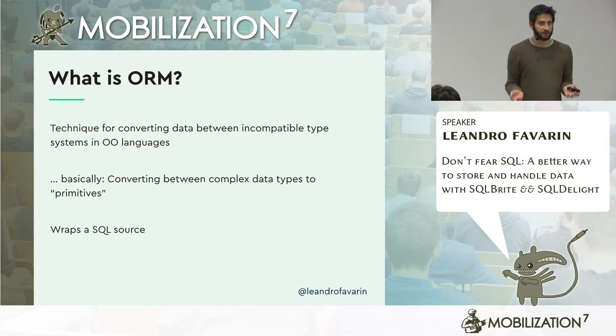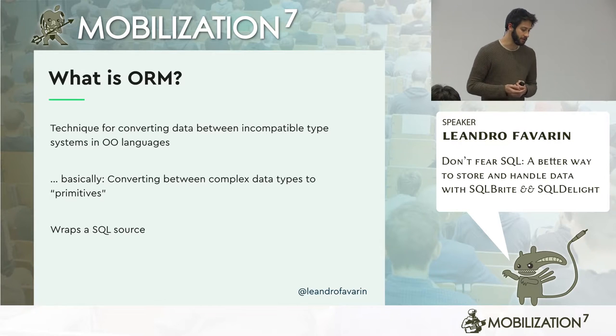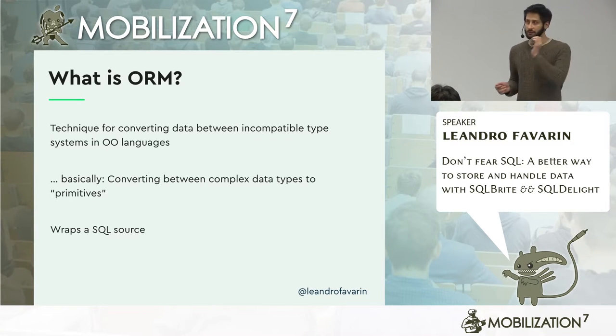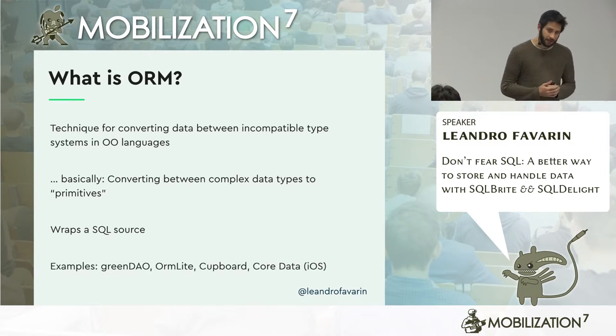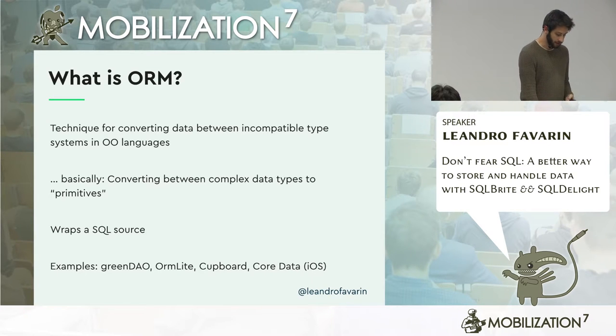The way it's mostly implemented is usually a very thick layer around the SQLite source. And as you can see in the future, I'm going to show you that this can potentially cause other problems, like performance, and constrain you in different ways. Some examples of libraries that do that are GreenDAO, ORMLite, Cupboard. On iOS, there's Core Data.